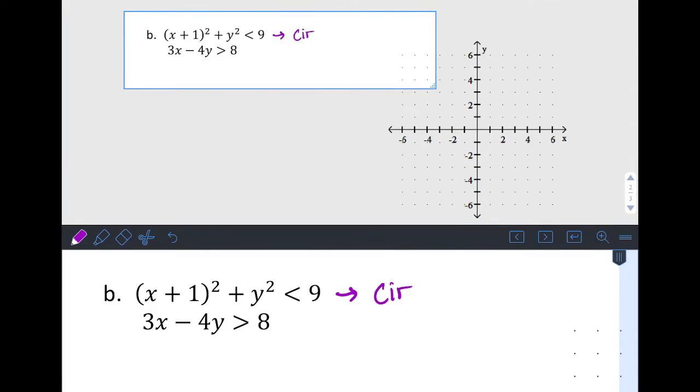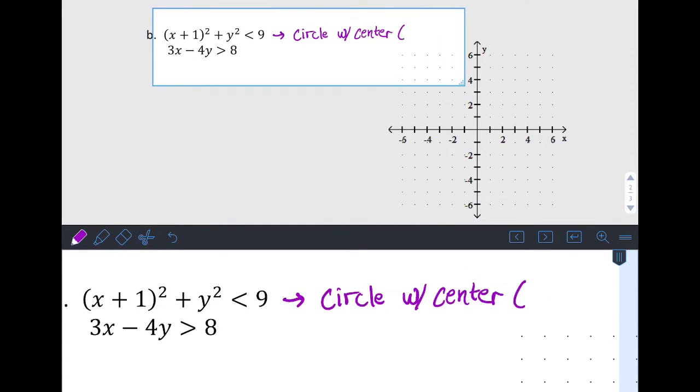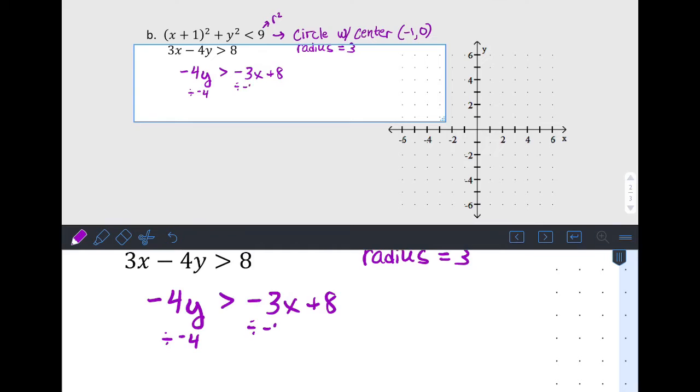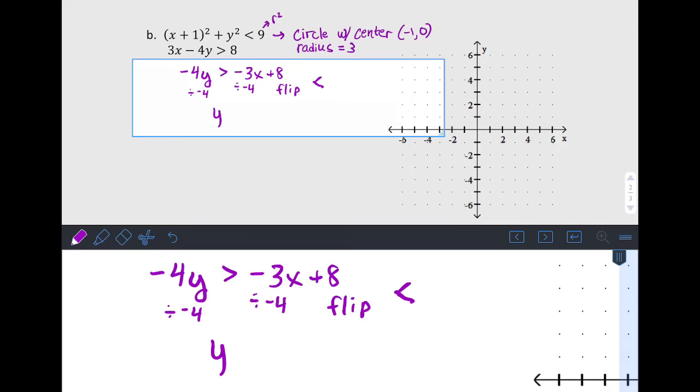This one, if you remember, something of the form x squared plus y squared equals r squared is going to be a circle. Our center is at negative 1, 0, and since our radius squared is 9, our radius is going to be equal to 3. Let's put the second line in slope-intercept form so that we're ready to go here. Subtract your 3x, divide by negative 4. Remember, if you divide or multiply an inequality by a negative value, you need to flip the direction of your inequality symbol. So the boundary line is going to be y equals 3/4 x minus 2.